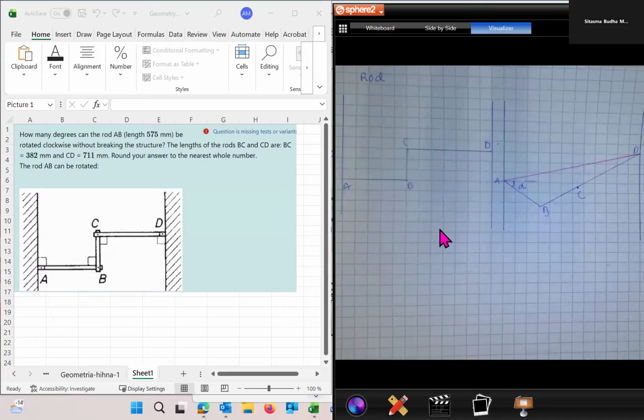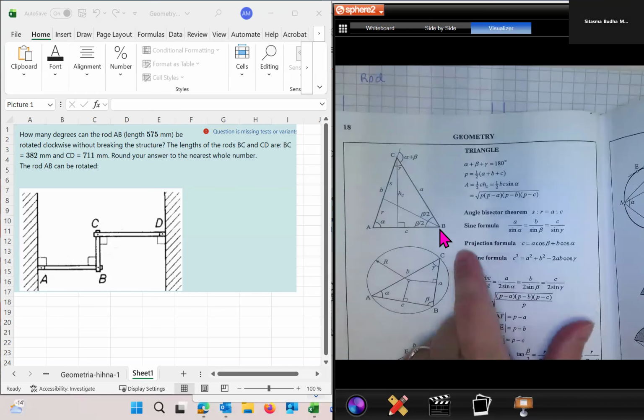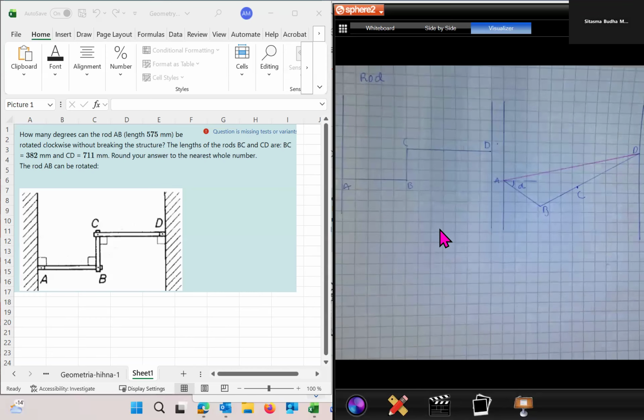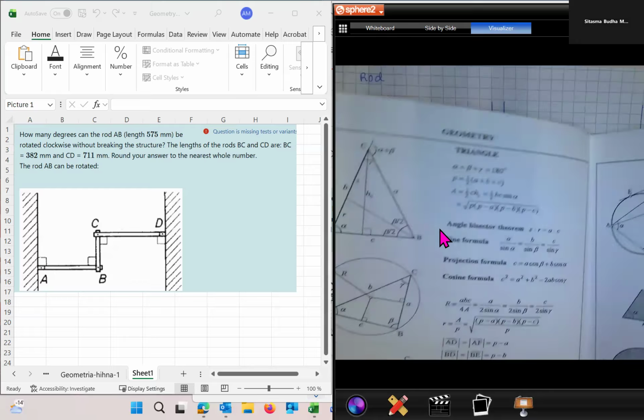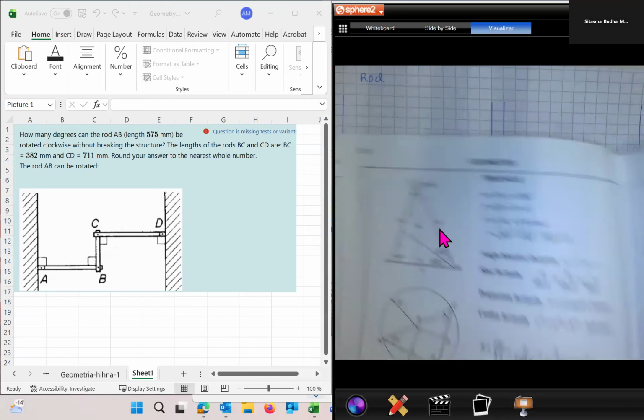Now, the cosine formula for a triangle. It's just a triangle here, for example. With the cosine formula we could solve some angles. If we want to solve an angle from there, we would need to know the length of all the sides of the triangle.